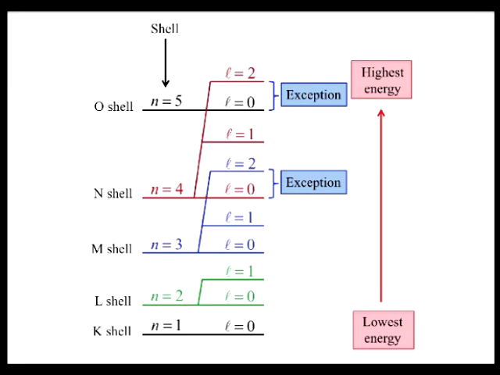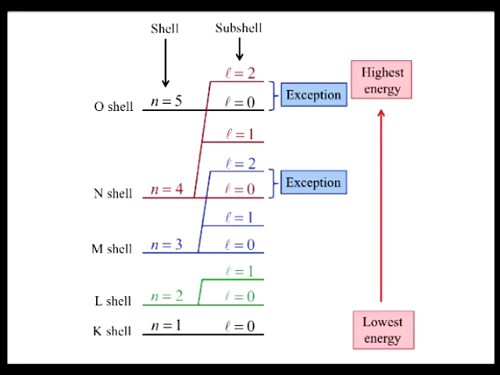Those electrons with the same values for both N and L are often referred to as being in the same subshell. The N equals 1 shell consists of a single L equals 0 subshell. The N equals 2 shell has two subshells, one with L equals 0 and one with L equals 1. Similarly, the N equals 3 shell has three subshells, one with L equals 0, one with L equals 1, and one with L equals 2.